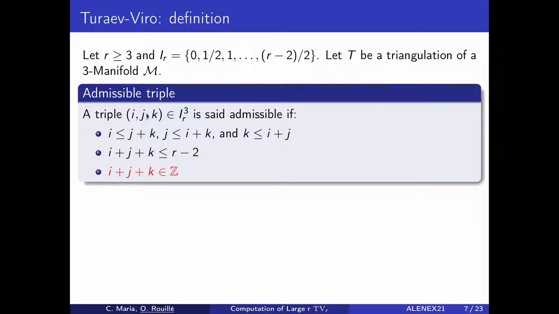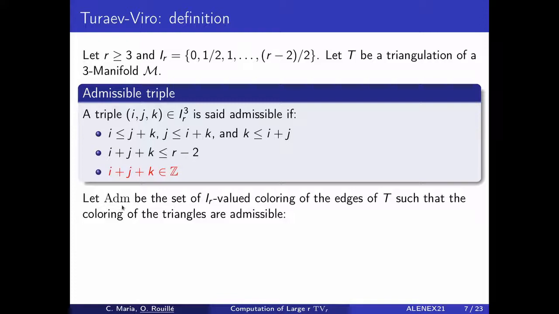and let us define the admissible triples. So 3 colors constitute an admissible triple if we have a triangular inequality between them, if their sum is bounded by r-2, and if the sum is an integer. That's the parity condition. That's the only one that is not linear. So now a coloring will be admissible if for any triangle in T the colors of the edges that compose that triangle constitute an admissible triple. And we denote ADM the set of admissible colorings over T.